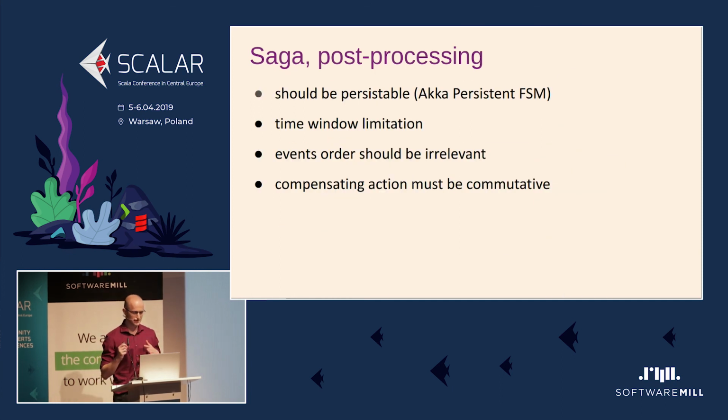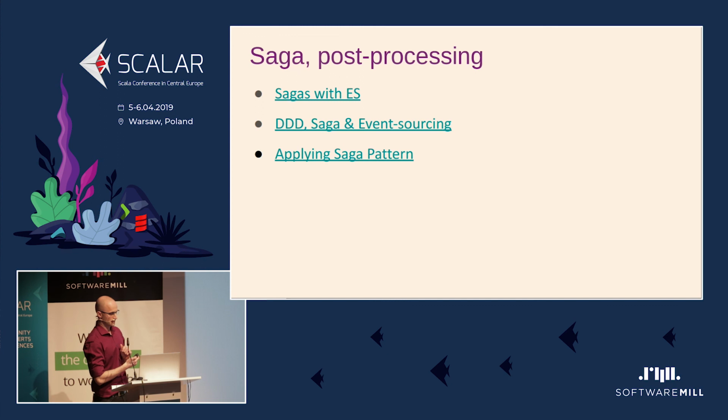Okay. Maybe I will just mention that compensating action is usually implemented with Saga pattern. Those are really easy concepts to understand, but not so easy to implement. Saga should be persistible. There will be always some time window limitation. Events order should be relevant. And because of this, compensating action must be commutative. So you can apply compensating action first and then the actual action, and the state should be correct. Sometimes this is quite tricky to implement correctly. A few more links about Saga.